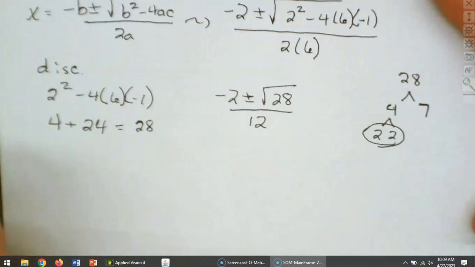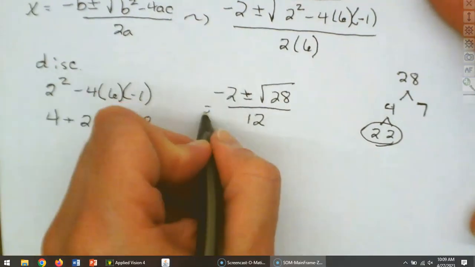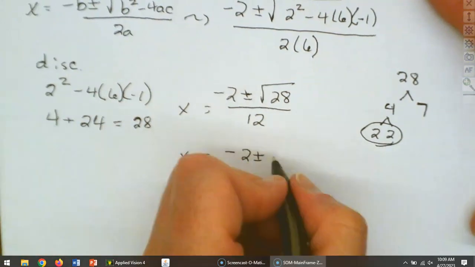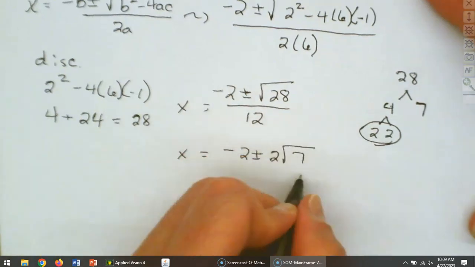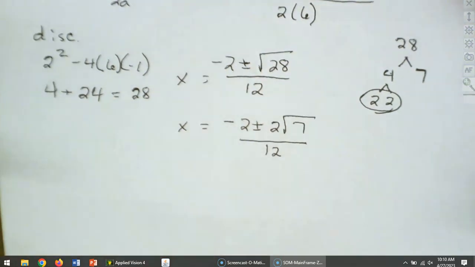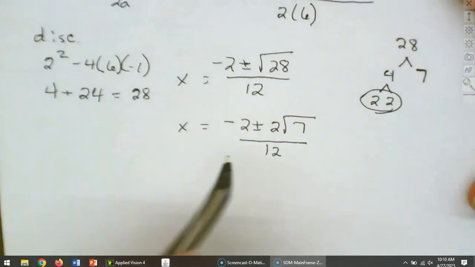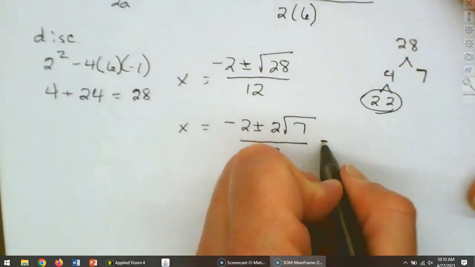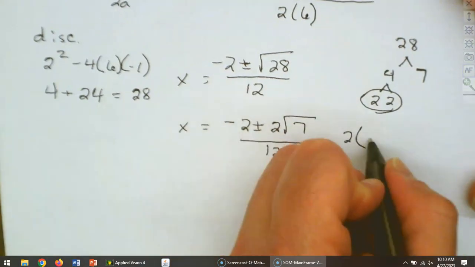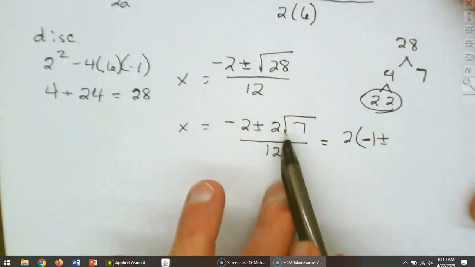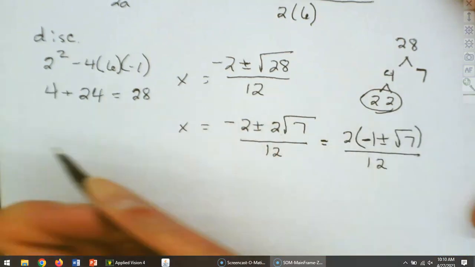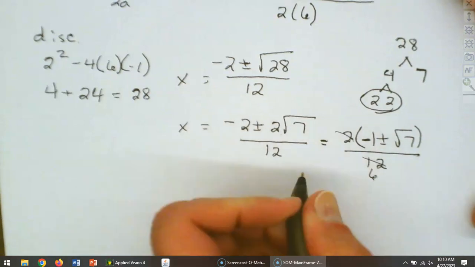So rewriting now, and this again is x equals, we get a minus 2 plus or minus. We're going to take that 2 out. So that's 2 square root of 7 over 12. And we need to do one more step to finish it out completely. These both have a 2 in common, so I'm going to factor out a 2. 2 divided by that 2 leaves you with a negative 1. Plus or minus, that 2 comes out, leaves you with a square root of 7. And that's over 12. The 2 and the 12 can cancel, but that leaves you with a 6.